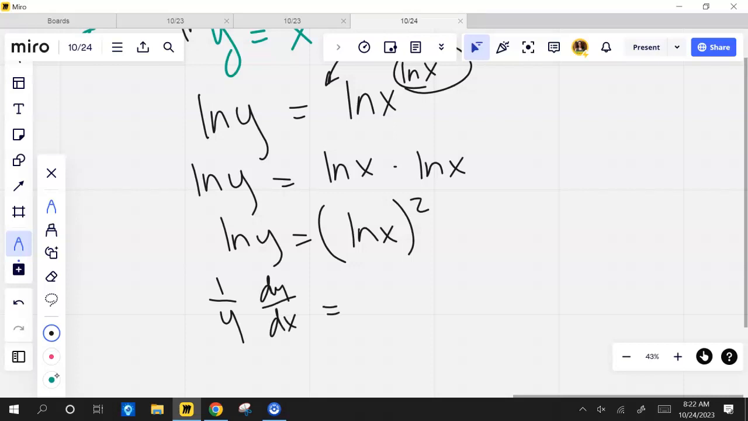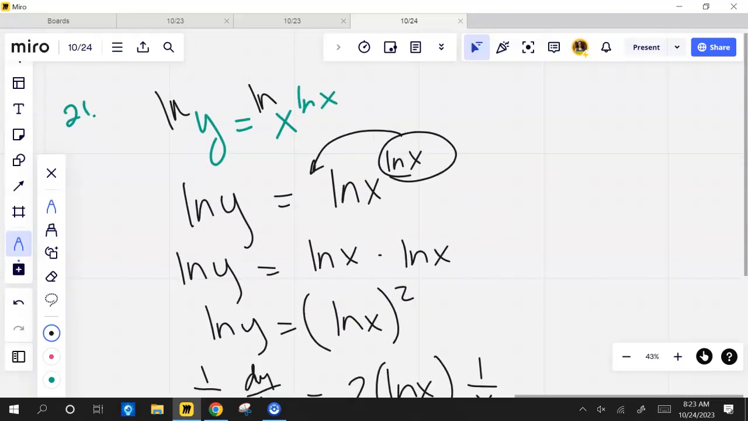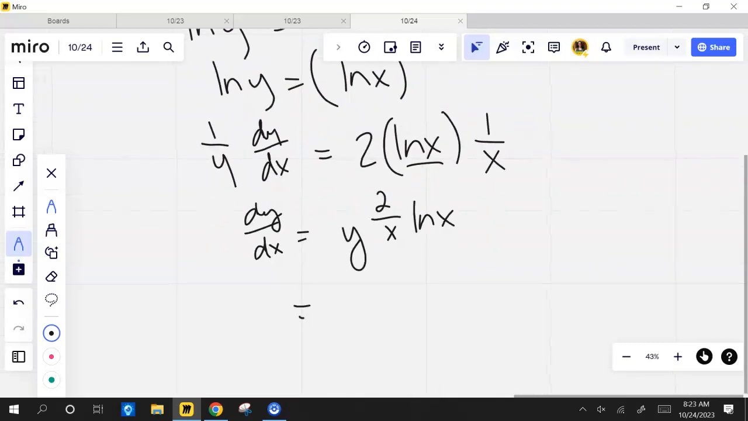And then I'm going to do power, so 2 times the log of x, and then I'm going to chain, so derivative of log x is 1 over x. Multiply both sides by y, so I got dy dx equals y times 2 over x log x. And what is y? What did we start with? x to the ln x. So this would be x to the log x. I got a 2 and I got a log x still up top. The only thing in the bottom is the x.